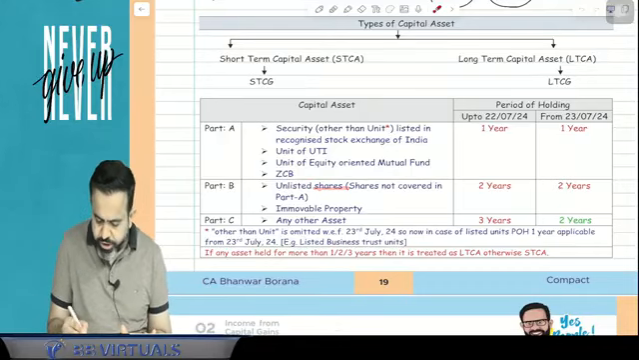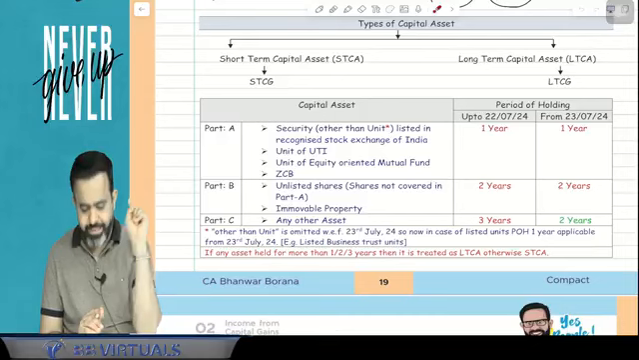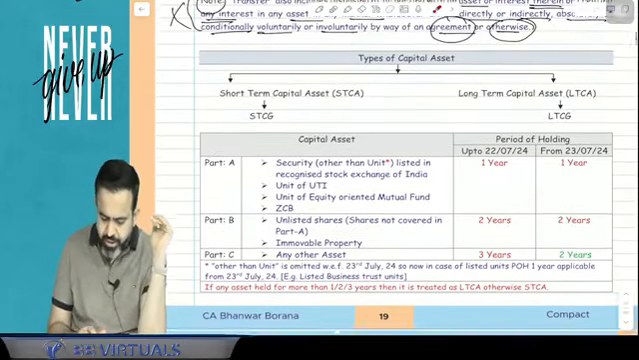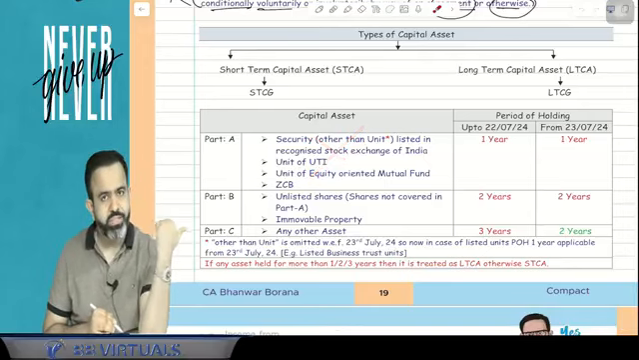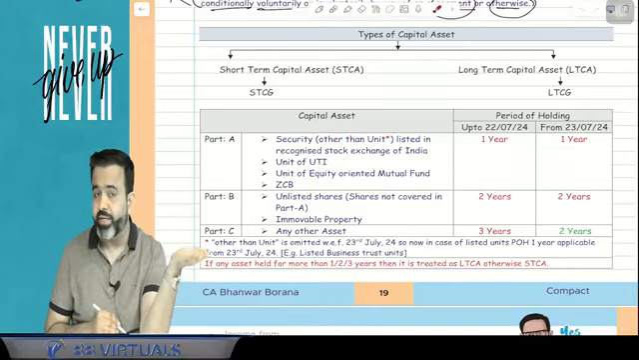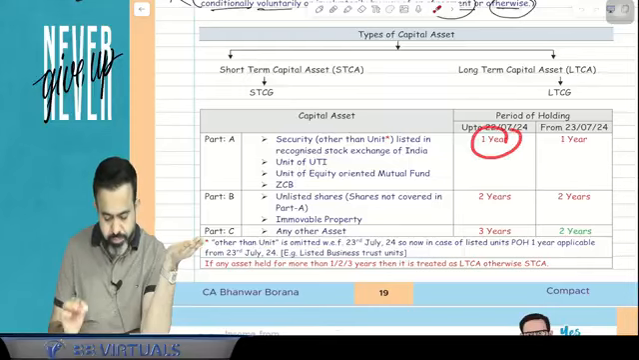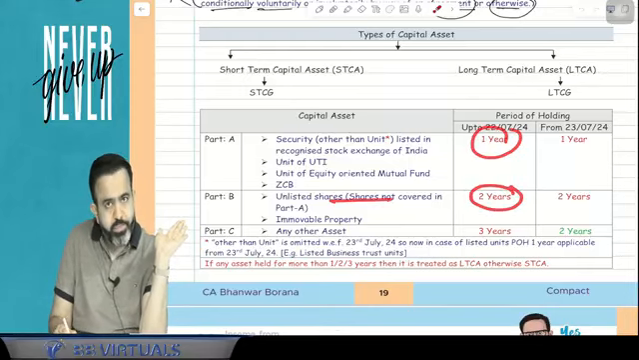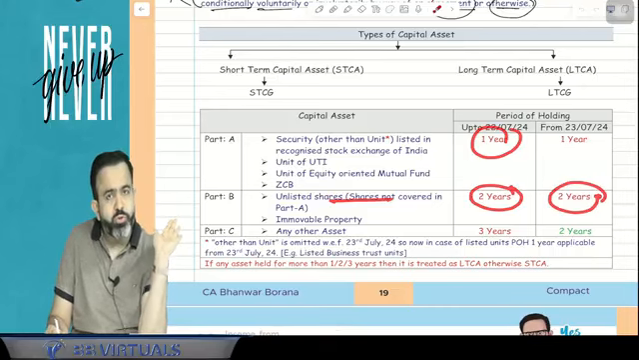Unlisted share, that is share not covered in part A. Unlisted share means share which is not covered in part A. So if any share is covered in part A, that is listed in an Indian recognized stock exchange, then it is 1 year. But other share, there is a 2-year period. Now after amendment also 2 year.